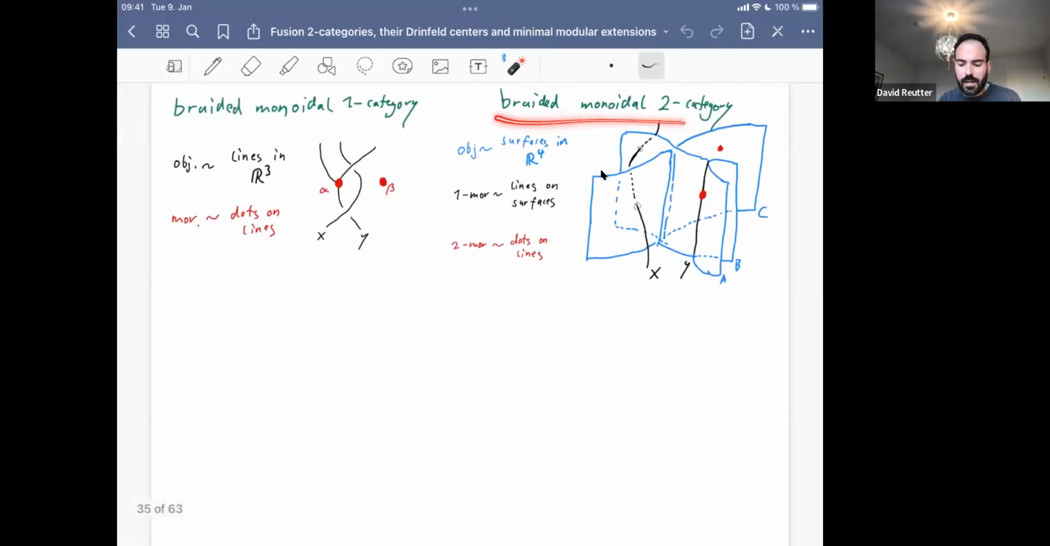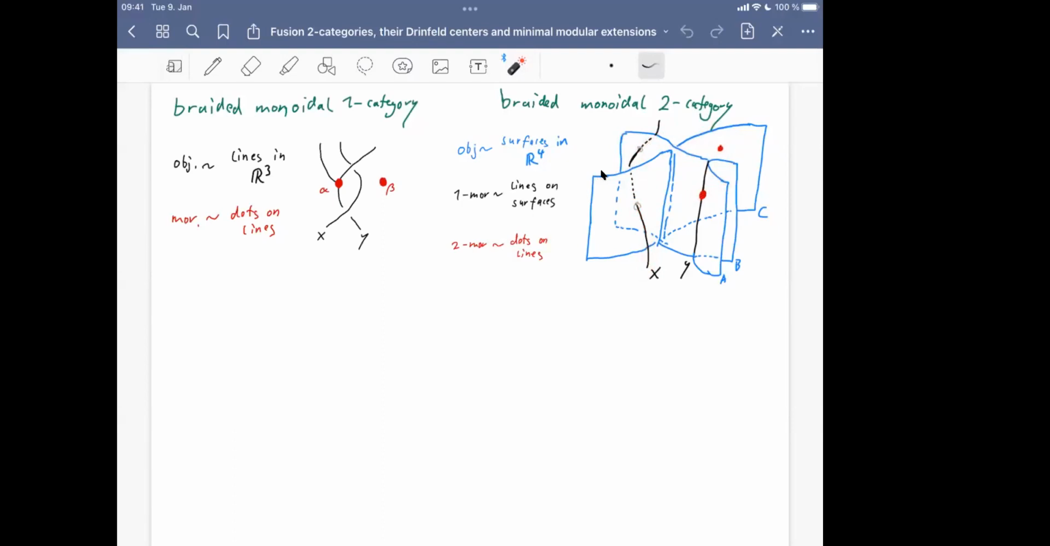And similarly, a monoidal two category, you should think of as the objects being surfaces which live in four-dimensional space, the one morphisms being lines in these surfaces, and the two morphisms being dots on these lines. So here again is a generic diagram. Here I have two surfaces which braid with one another in four space. Of course, I have to project it to three space to be able to draw it. But this is the braiding of two surfaces in four space. Here I have a line which moves through these surfaces, again wiggling around in four-dimensional space. Here I have a type of branching between these surfaces, and here I have a bunch of two morphisms that fly around like this. So that's the picture you should have if you think of a monoidal two category.